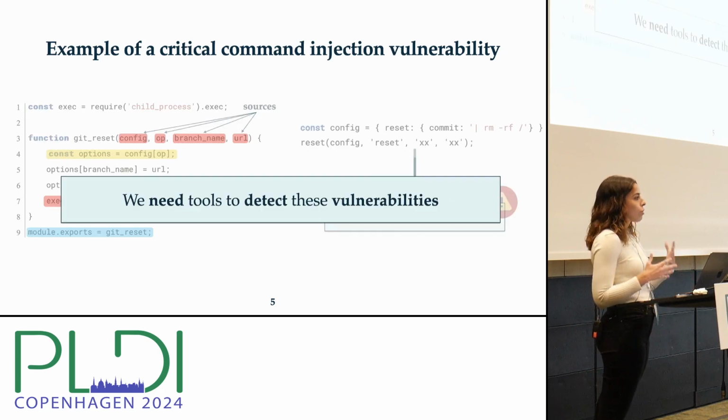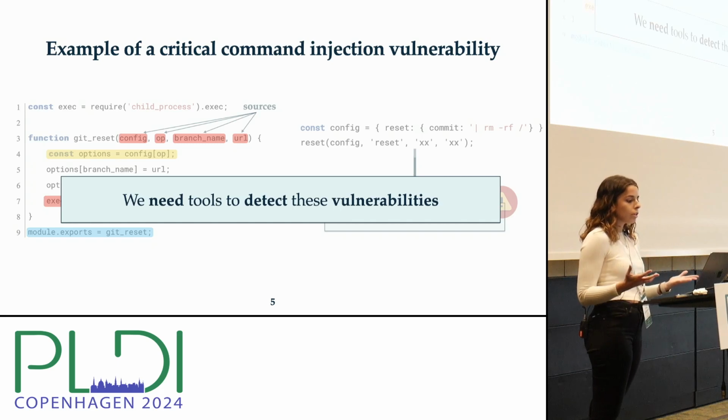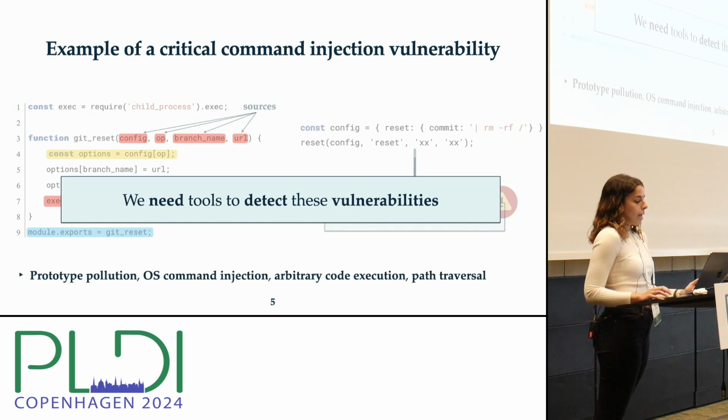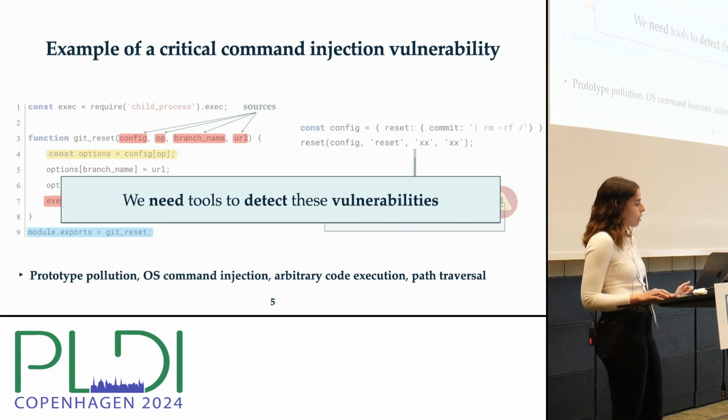So to have secure Node.js applications, it is crucial that we have tools that help us detect these types of vulnerabilities. In our work, we focus on these 4 vulnerabilities: prototype pollution, command injection, code execution, and path traversal.